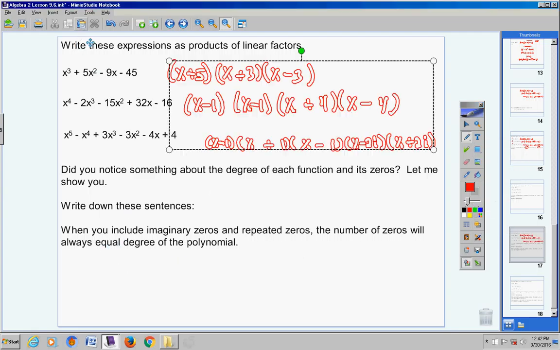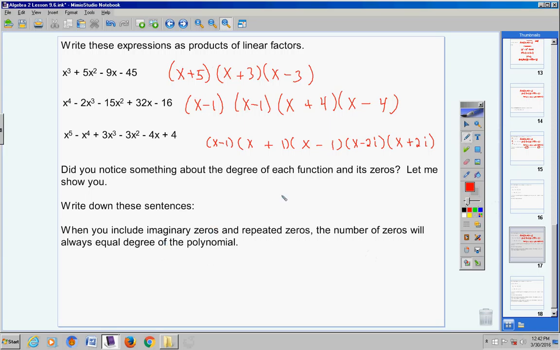When you include imaginary zeros like these two here, and when you include repeated zeros, like look here, for this parentheses I had positive 1 for a 0, and for this parentheses I had a positive 1 for a 0. When you include imaginary zeros like these and repeated zeros like these, the number of zeros will always equal the degree of the polynomial. 3 zeros, degree of 3, 4 zeros, degree of 4, 5th degree, 5 zeros. That's as long as you include imaginary zeros and repeated zeros.